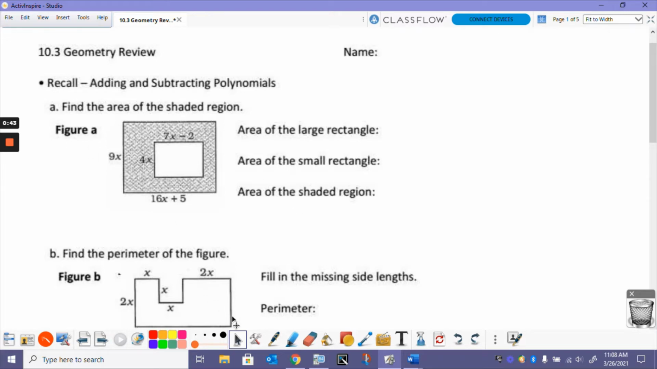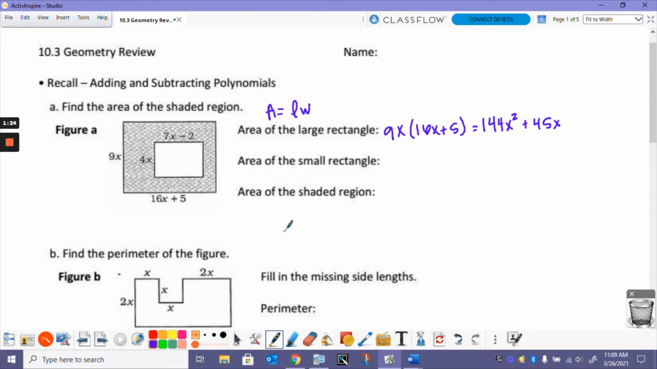All right, so to find our area, we have area equals length times width. All right, so for the area of the large rectangle, we have 9x times 16x plus 5, and then we distribute this out. So 9x times 16x, remember when you multiply an x times an x, it becomes x squared. So we have 144x squared, and then 9x times 5 is going to give us plus 45x. Right, so this is the area of your large rectangle.